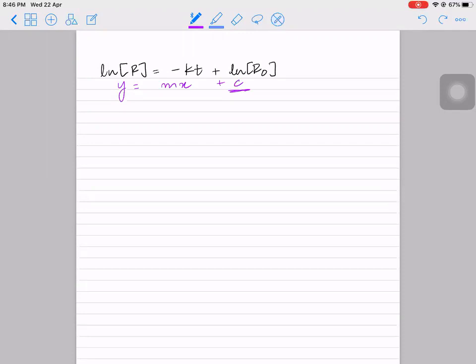So you have y is equals to mx plus c, right? This right here would be natural log of r. This right here would be your time, right? And your slope again would be negative k. And your y-intercept would be ln r naught, right?